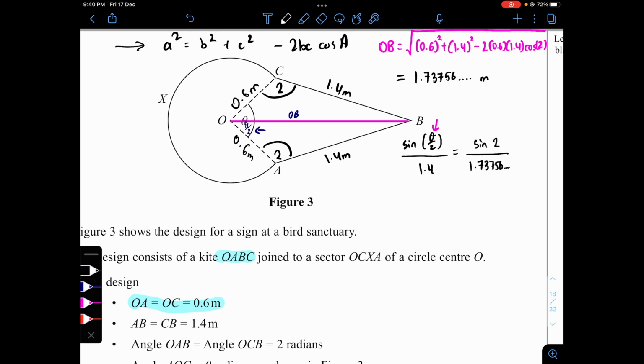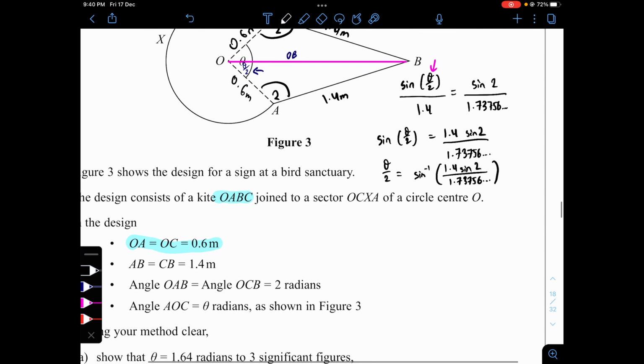So that will be sine theta over 2 equals 1.4 sine 2 all over 1.73756. So theta over 2 will be sine inverse of all this, 1.4 sine 2 all over 1.73756. So that gives us theta over 2 equals 0.82219.